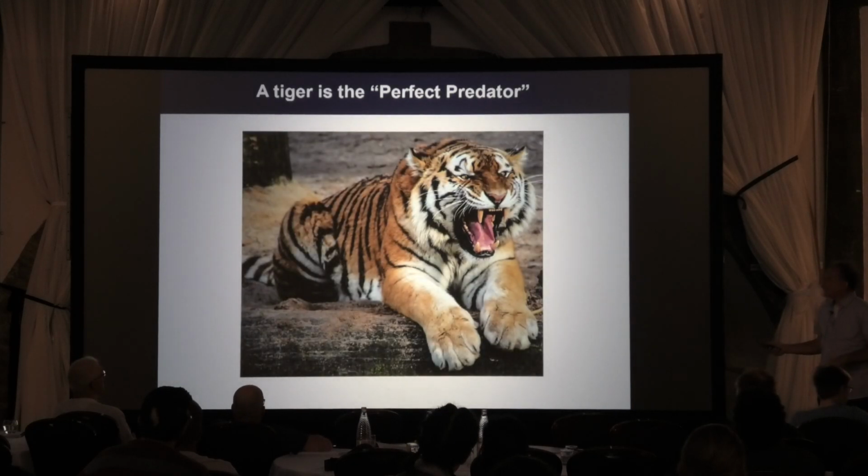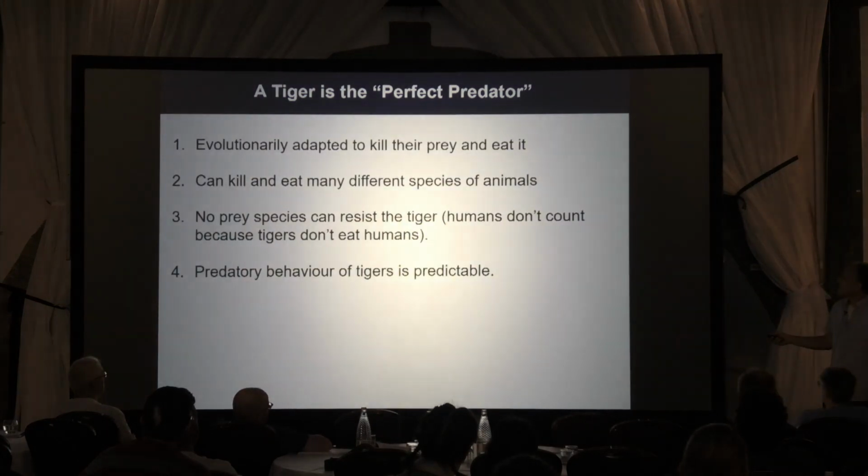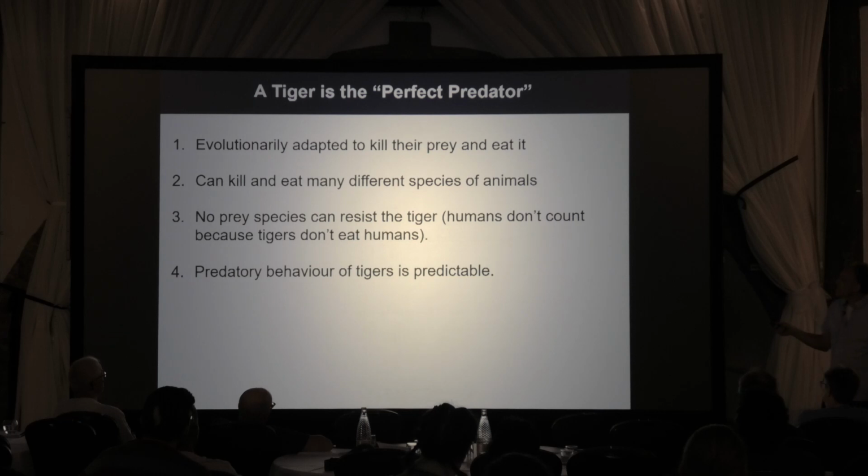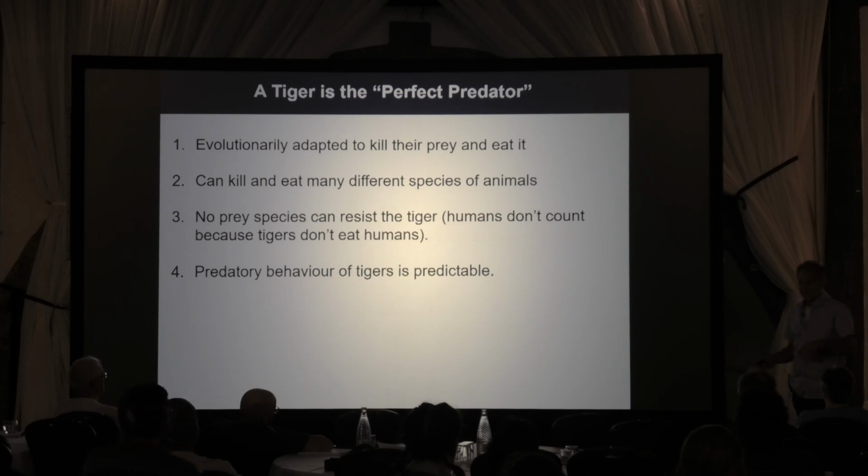In fact, phages aren't a perfect predator. And just to explain my point, a tiger is a perfect predator. They're cool looking. Why is a tiger a perfect predator? They're adapted to kill their prey and eat it. Actually, I did some research on this. Predators hunt and eat and get their nutrition from what they hunt. So that's a predator. They can kill and eat many different species of animals.